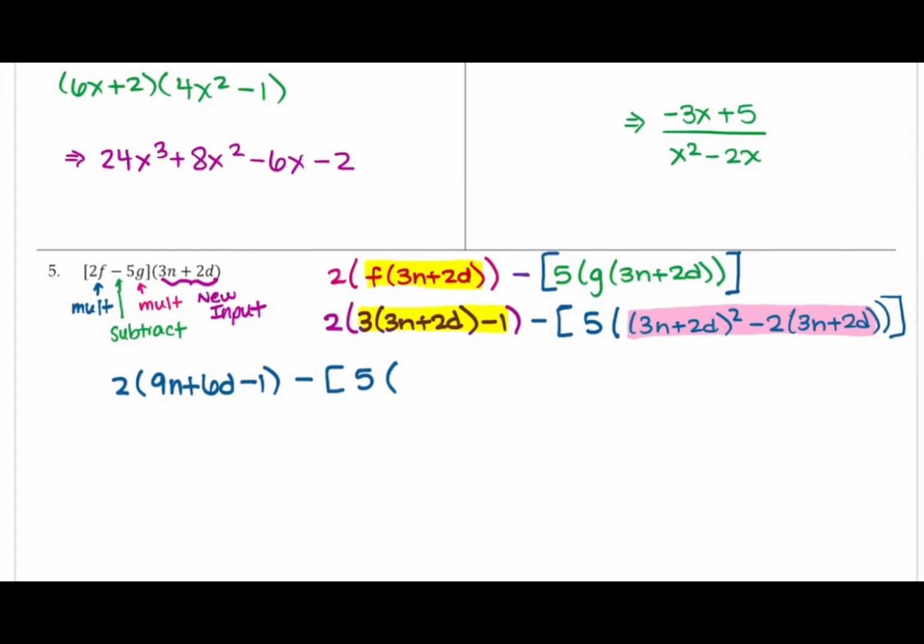If I were to expand 3n plus 2d to the second power, we would end up with 9n squared plus 12nd plus 4d to the second. And then we would distribute that negative 2 to 3n plus 2d, giving us negative 6n minus 4d. Within this, again, looking at the inner parentheses, there are no like terms that I need. So I will start distributing these numbers in front.